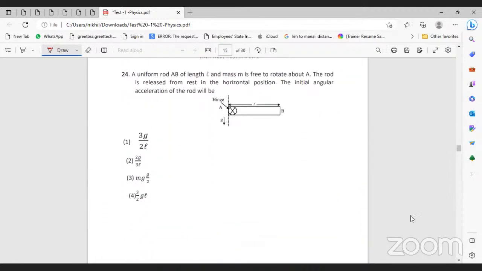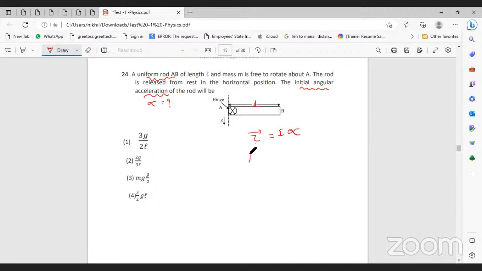Come to this problem. Now there is a uniform rod of length L. Now they are asking you to find the initial angular acceleration of the rod. Angular acceleration means alpha. You know the formula for the torque, right? Tau is nothing but R cross F, or you can take it as I into alpha.